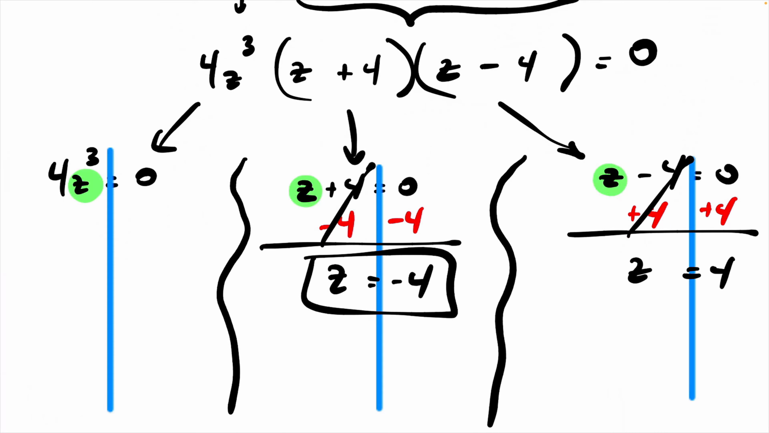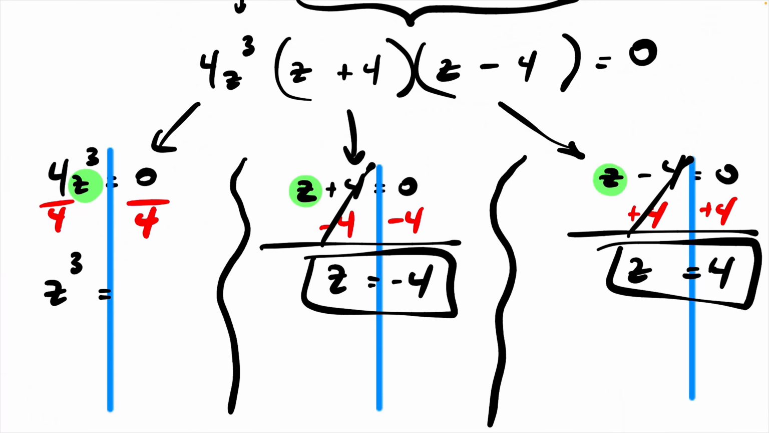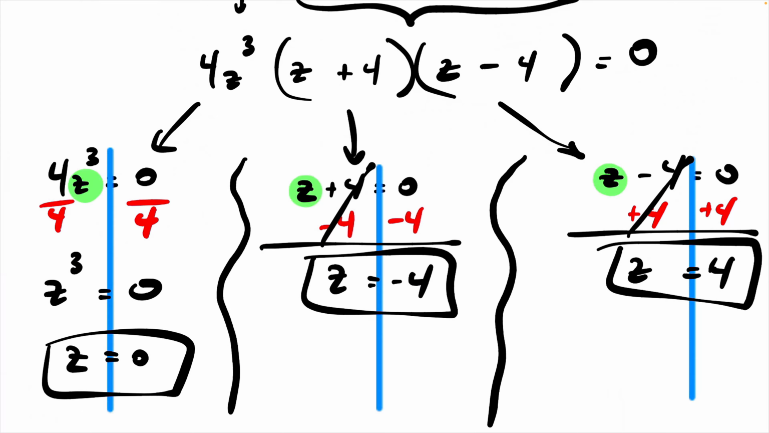Z equals positive 4. This guy over here. We're going to do what we did last time. Divide by 4. Z to the 3rd power equals 0. To the 3rd power just means the same as squared, but you're just multiplying 3 times. 1 times 1 times 1. 2 times 2 times 2. 3 times 3 times 3. 4 times 4 times 4. What times itself 3 times makes 0? 0. 0 times 0 times 0. And there you go.